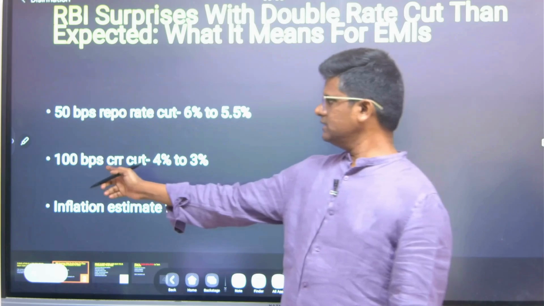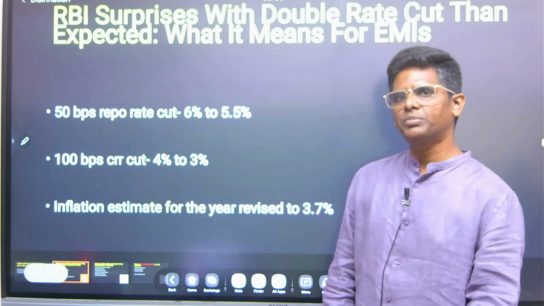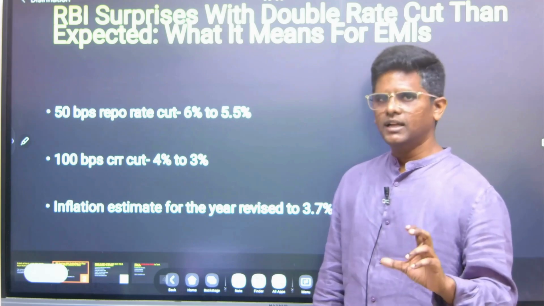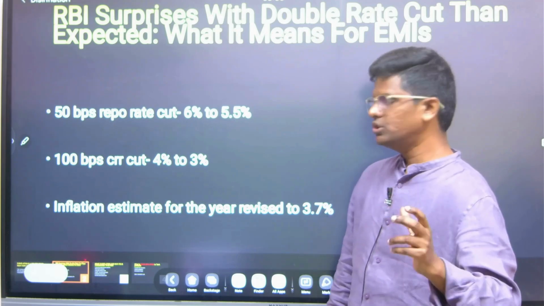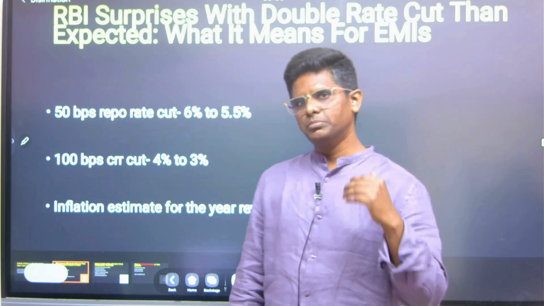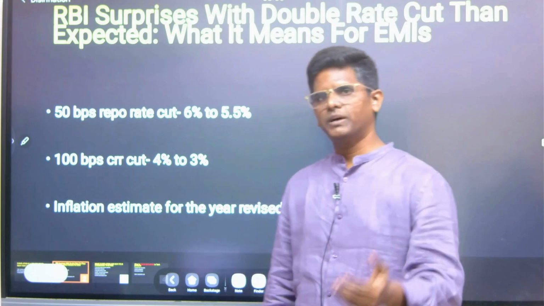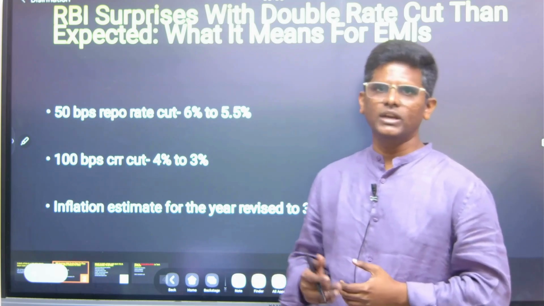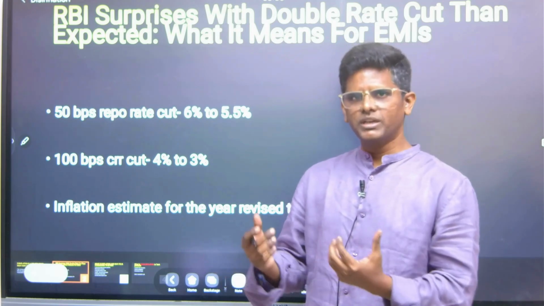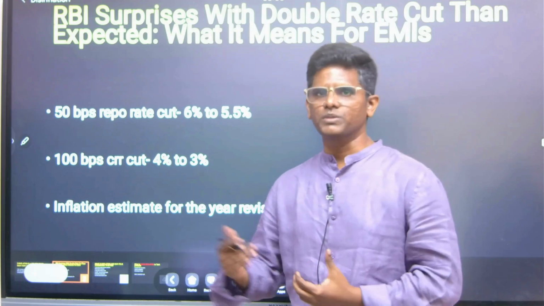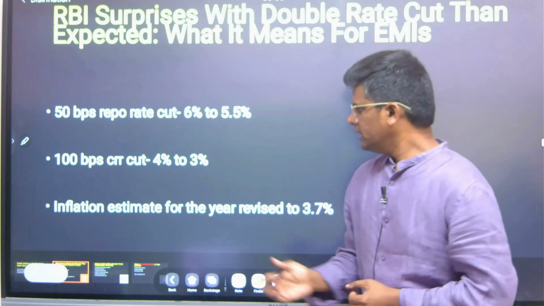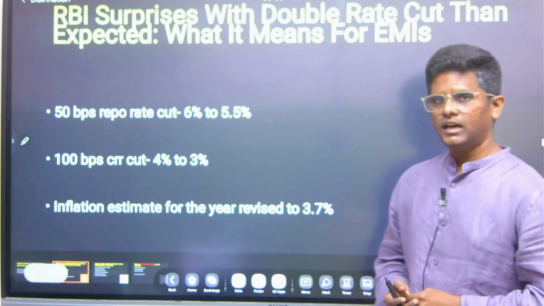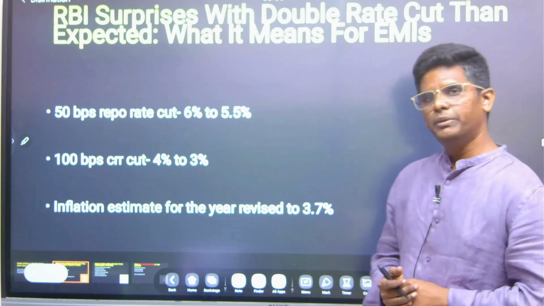Another cut is the CRR cut from 4% to 3%. Banks need to park a percentage of their funds with the central bank, the cash reserve ratio, and that is reduced. So they get more funds with them to lend. Obviously this also brings the interest rate down for consumers. And the inflation estimate for the year is revised to 3.7%, so it is now below 4%.